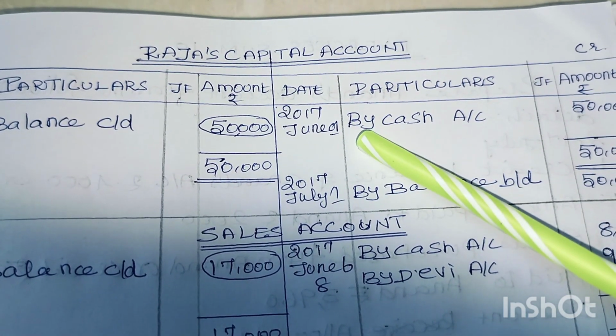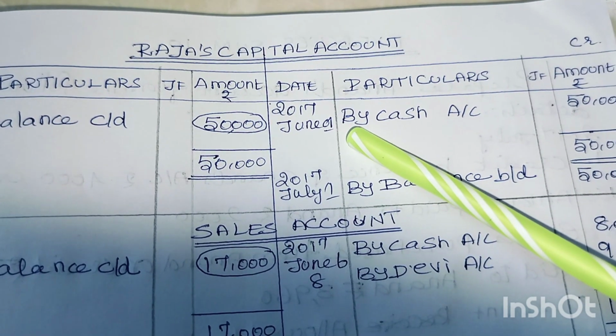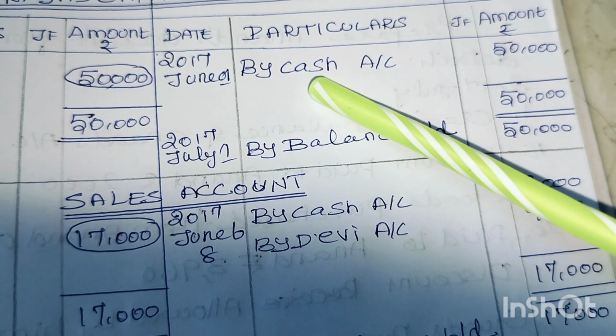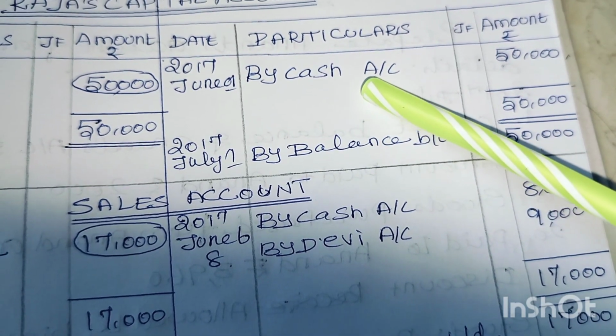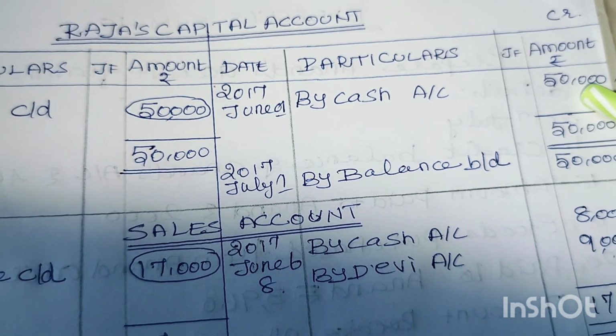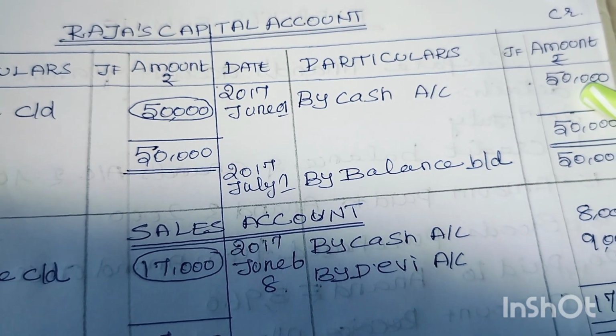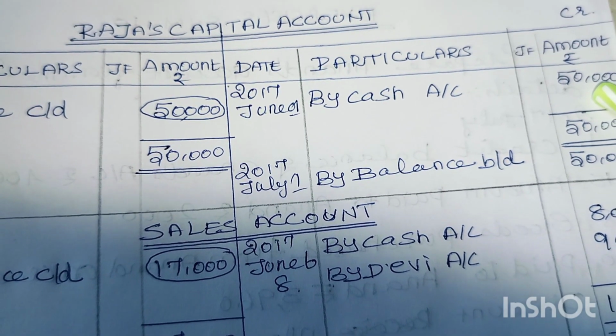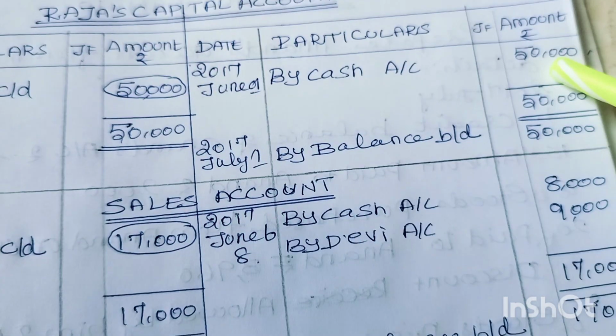So always we start with "By" on the credit side. So what do we do now? We have to enter "By cash account" in the particular column, rupees 50,000. I said only one capital transaction is given here. So now we are going to close the capital account.